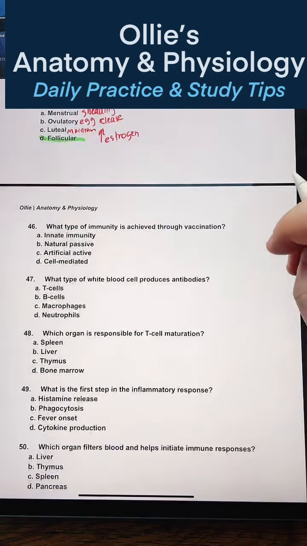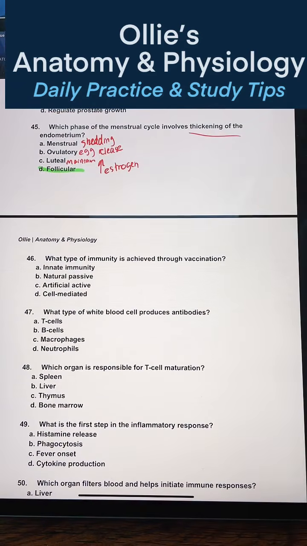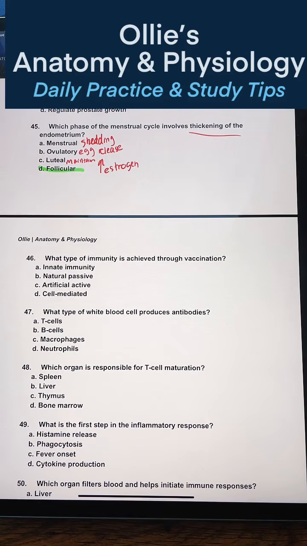Okay. Moving on to the next page. I'll leave that question up there for a moment. Number 46, which type of immunity is achieved through vaccination? Remember that all the different types of immunities are really important here. You have to understand examples of each, which we are going to cover. What do you guys think? A, B, C, or D?